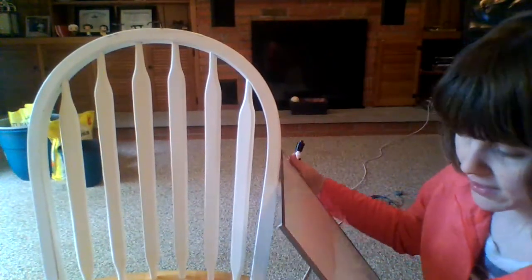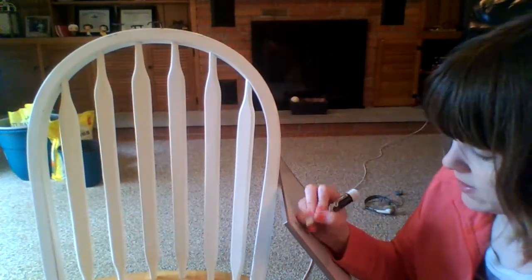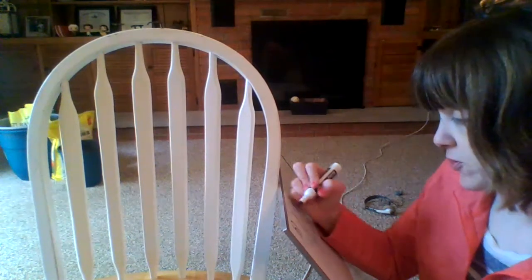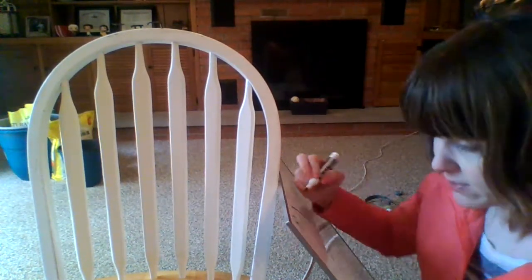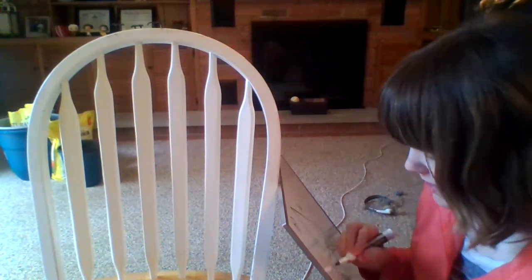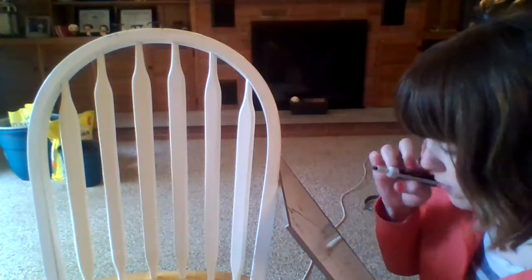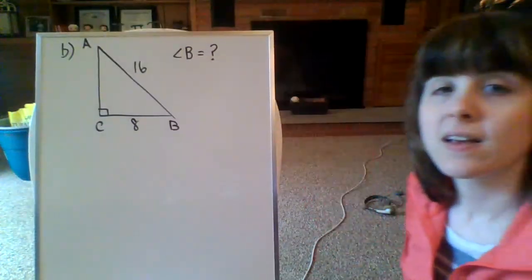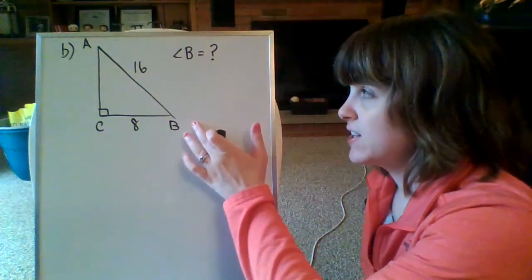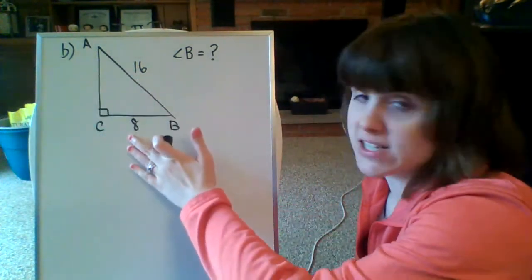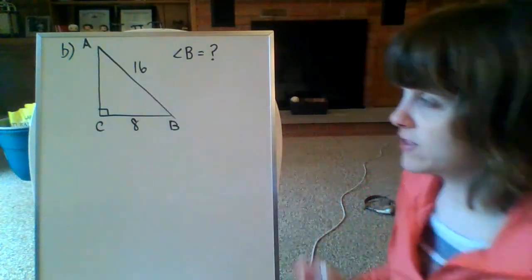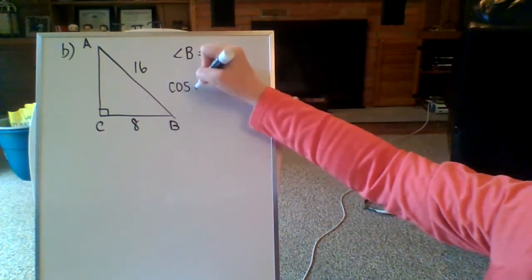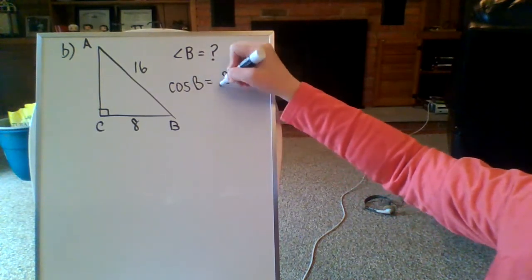But anyway, we're going to do part B now. So the triangle I drew first on the last problem is the one we're using for this one. 16, 8. And we're trying to find angle B. Okay, so here's angle B. This would be the opposite side. So I have adjacent and hypotenuse. So we're going to do cosine B equals 8 over 16.